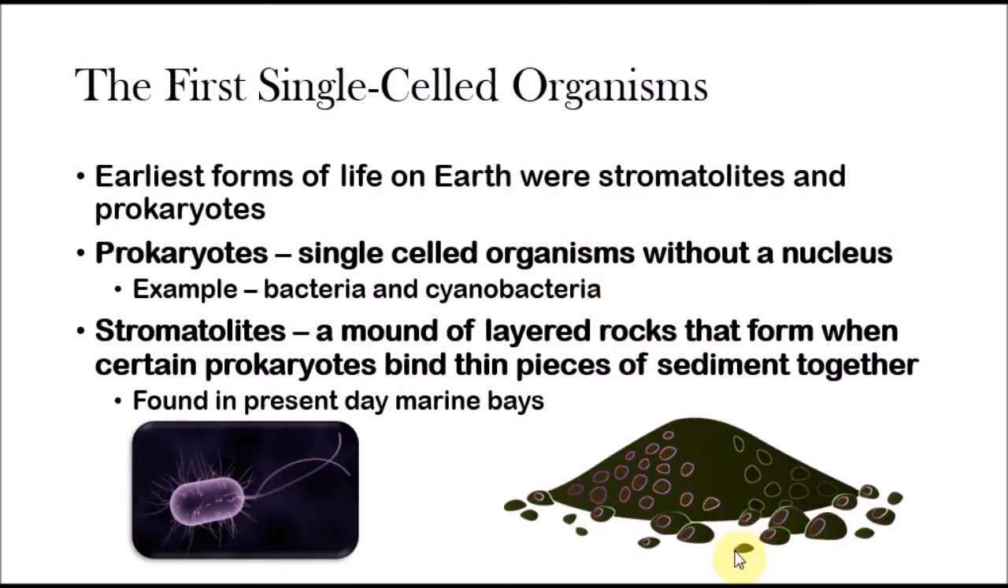Okay, now let's talk about the first single-celled organisms. The earliest forms of life on Earth were stromatolites and prokaryotes. Prokaryotes are single-cell organisms without a nucleus. Examples of this are bacteria and cyanobacteria. Cyanobacteria are bacteria that perform photosynthesis, basically taking light and turning that into energy that the cell can use. Stromatolites are mounds of layered rocks that form when certain prokaryotes bind thin pieces of sediment together, and they're found in present-day marine bays.